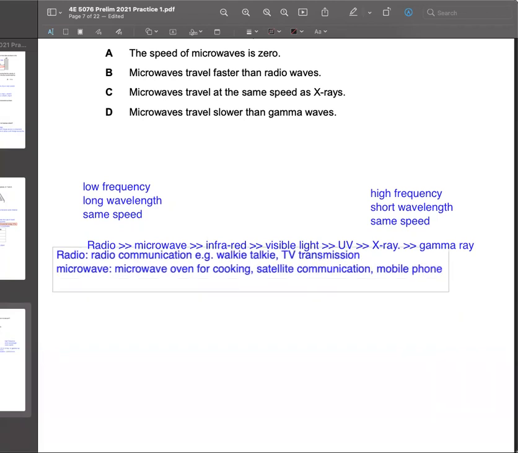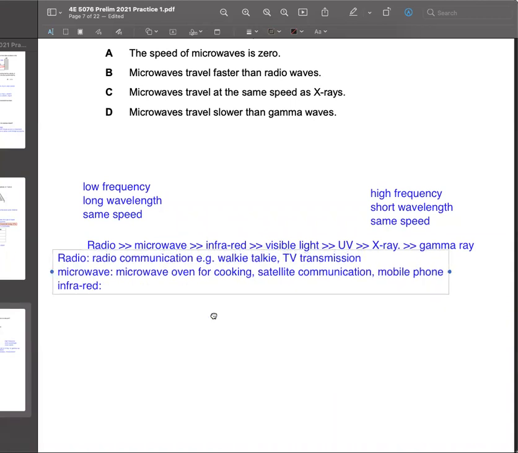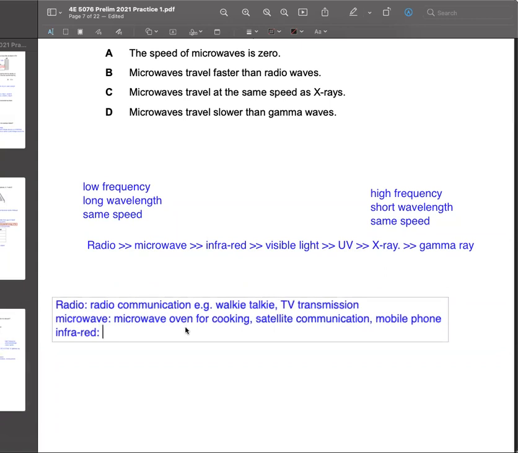All right. Infrared is used for intruder detection, intruder alarm, thermal sensors that check out hot bodies, also for remote control. Burglar alarm is the same. What else? Infrared thermometers.